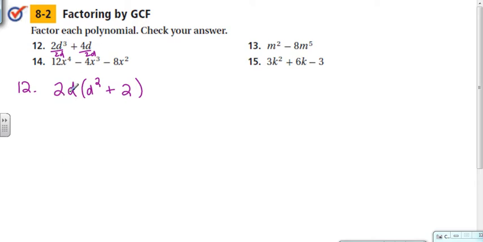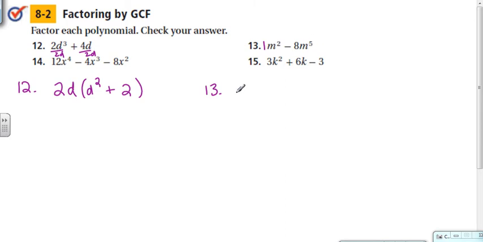So you can either think of it in terms of division or you can think of it in terms of what's missing when I try to multiply it back. So 13, between 1m squared and 8m to the 5th, between 1 and 8 is a 1, but I have m's in common.